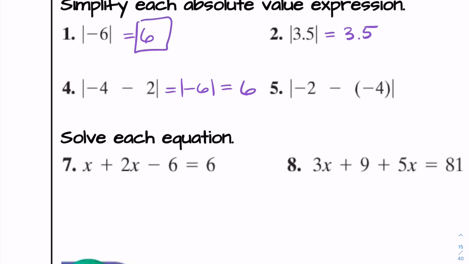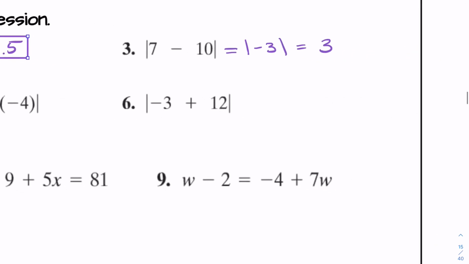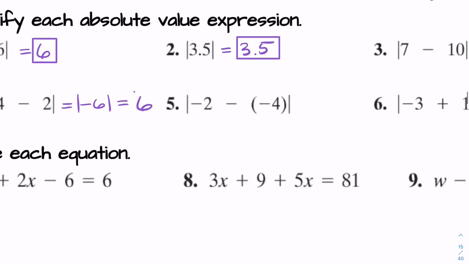Okay, so let's see. We get 6, we get 3.5. Yikes. Okay, this isn't working the way I wanted it to. I'm just going to put a box around it. 3.5. There we go. 3. This one is 6.